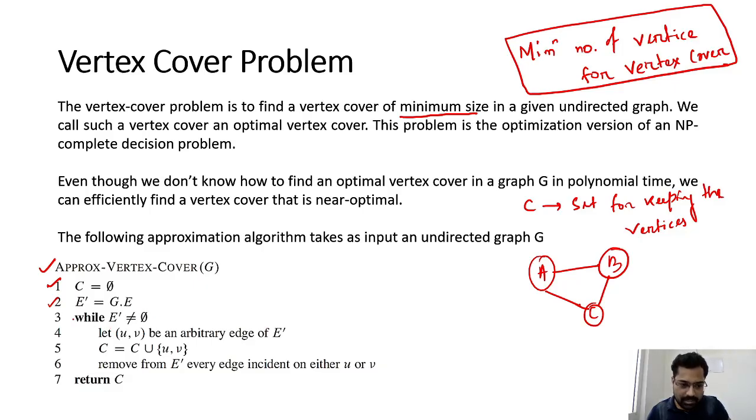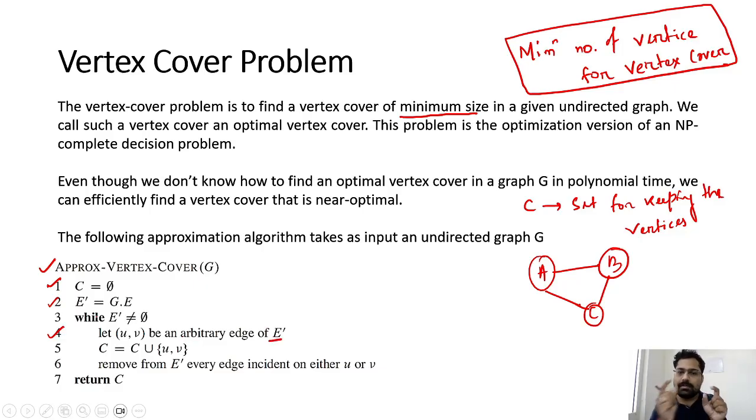So until means we are just focusing on the number of edges. Here, as per the time complexity, the time complexity could be big O of E. Why? Because the number of edges is what we are focusing on here. Next, once we start, let uv be an arbitrary edge of E dash.